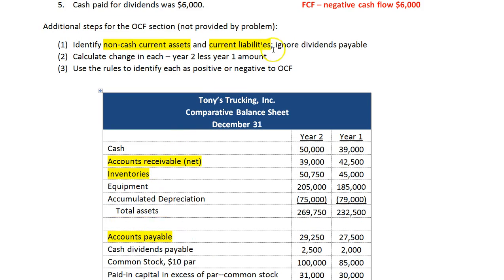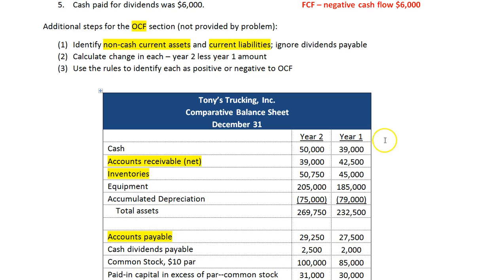Alright, so we've identified them. It says to ignore dividends payable. These cash dividends payable is technically a current liability because it's going to be paid within 1 year. But we're excluding them from highlight here because they're going to be in the third section, not in the operating. The first section is the operating cash flow. They're not going to be in the operating section. They're going to be in the third section, the financing section.